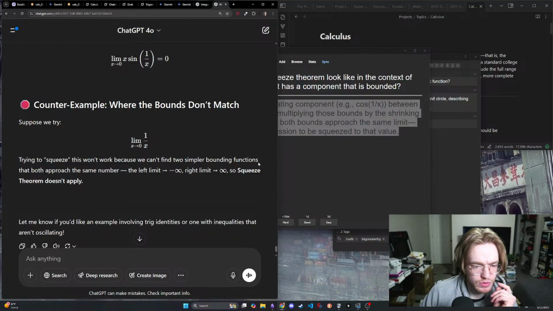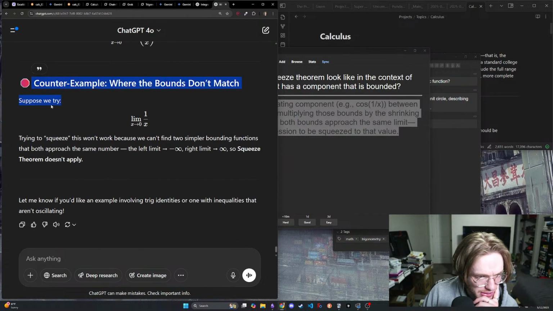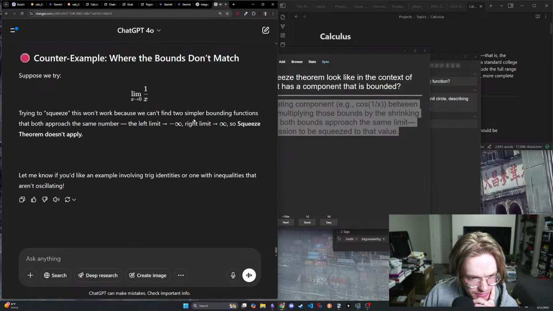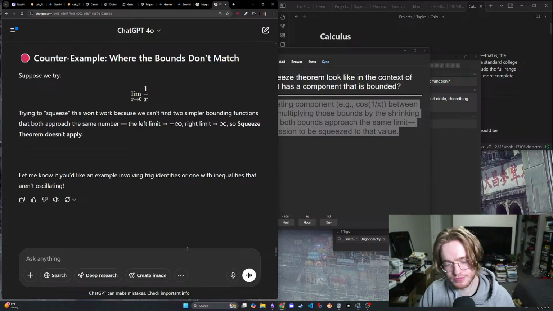Trying to squeeze this won't work because we can't find two simpler bounds. So we have a counterexample here where the bounds don't match. Suppose we try the limit as x approaches 0 of 1 over x. Trying to squeeze this won't work because we can't find two bounding functions that approach the same number. The left limit is negative infinity, the right limit is infinity. So the squeeze theorem does not apply. Let me know if you would like an example involving trig identities or one with inequalities that aren't oscillating.